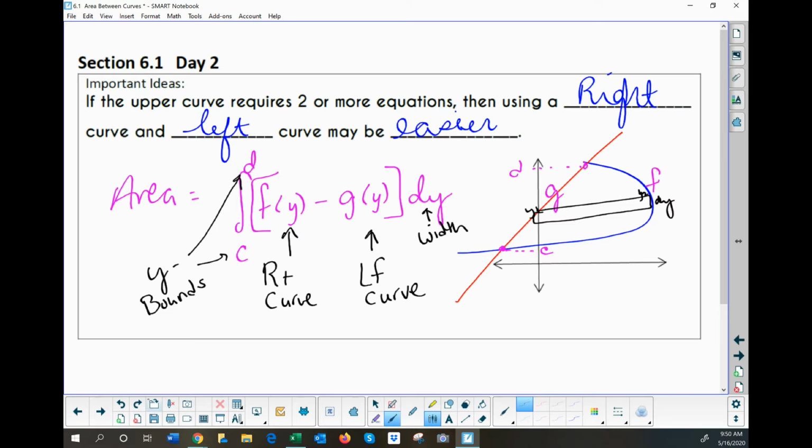I'm sorry, I should say x, shouldn't I? In terms of y, the function will be in terms of y, but the output would be in terms of x, so that we get along here how much x difference there is. All right.